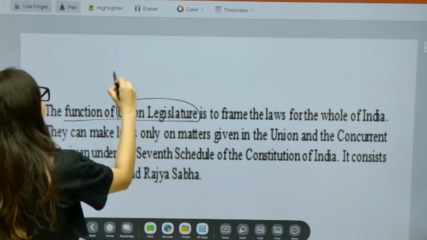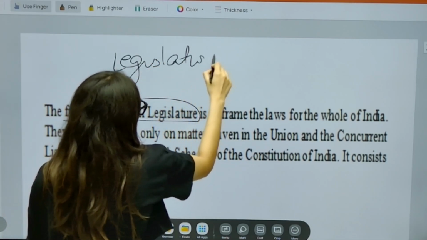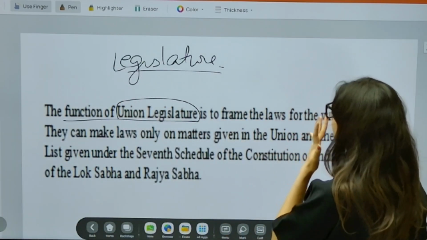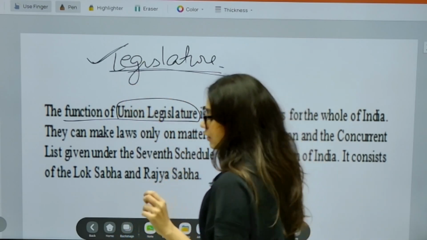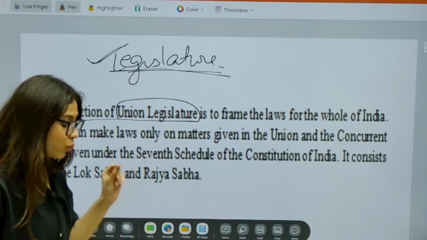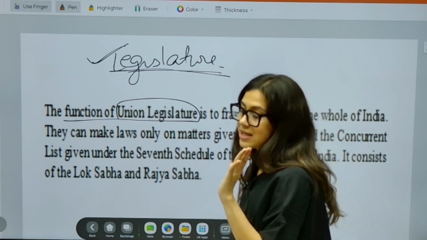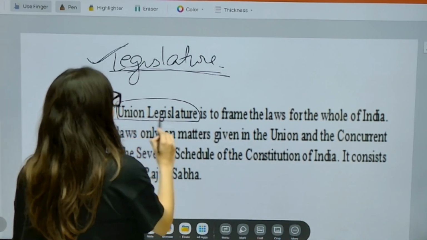is nothing but the legislature. As you know, every government has three organs: legislature, executive and judiciary. In India, Union Parliament is the ultimate legislature, but we follow federalism, quasi-federalism, which means that states have their own legislature. And what is the work of legislature?